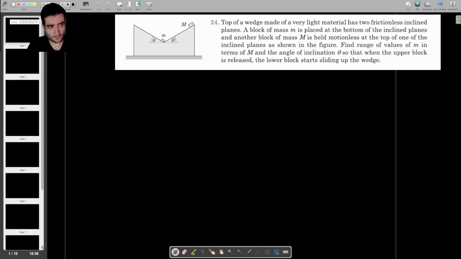Now, this is the kind of question that would probably be given to you in an Olympiad if you're expected to participate in an Olympiad type competition. Then you might get something along those lines if you're doing mechanics.